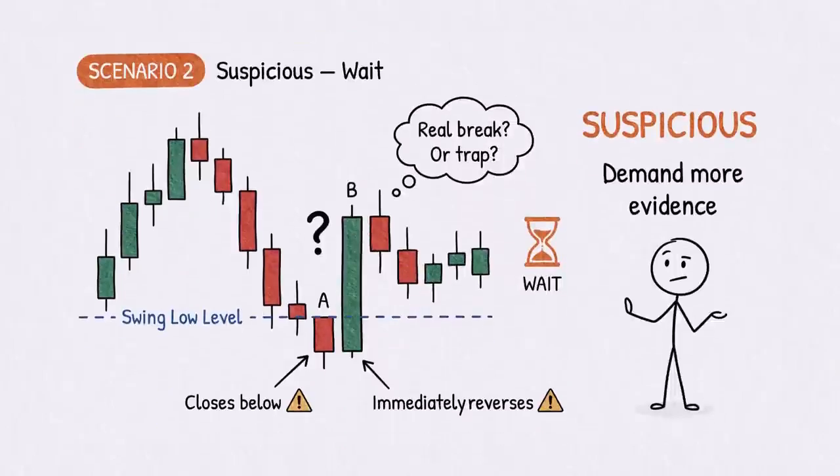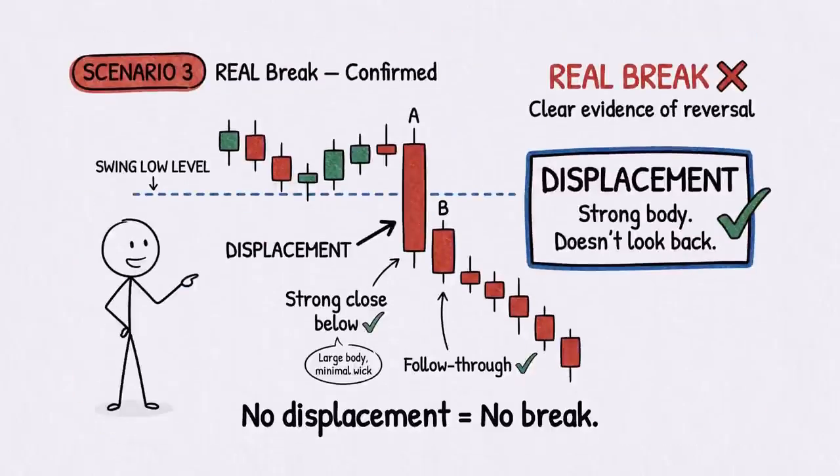Scenario 2. Price closes below the swing low, but the next candle reverses immediately. This is suspicious. Wait. Scenario 3. Price closes below the swing low with a strong candle, large body, minimal wick, and the next candle confirms by continuing lower. That is a genuine structure break. That is your clear evidence of reversal.